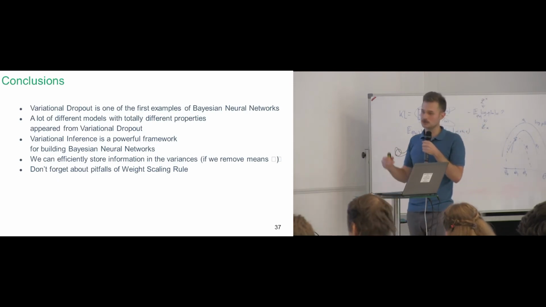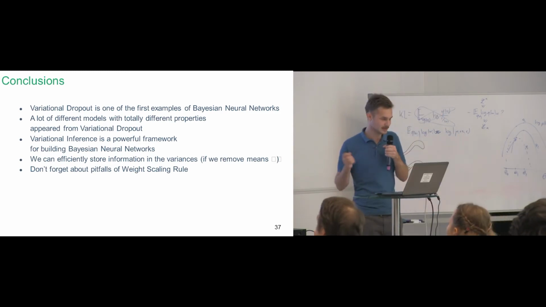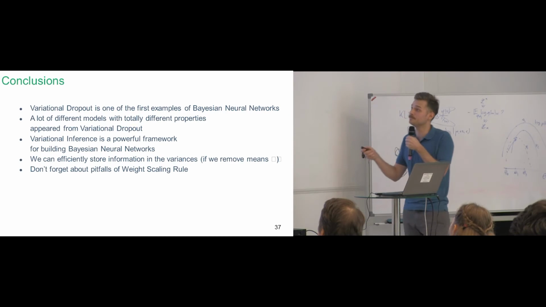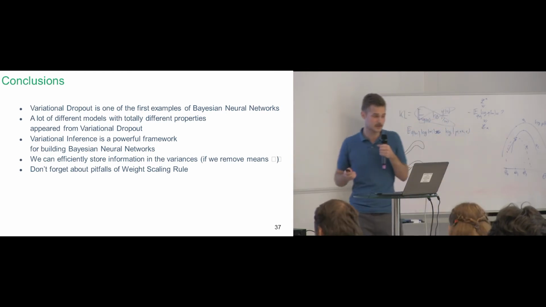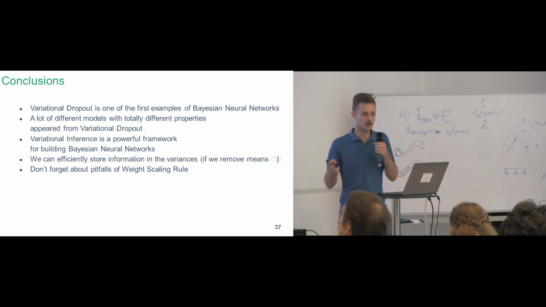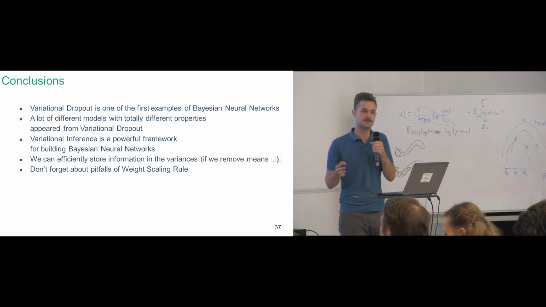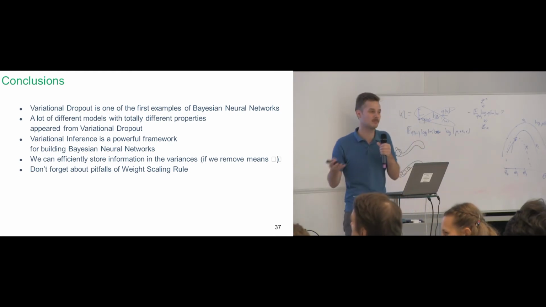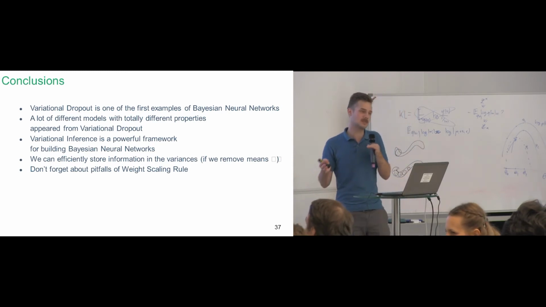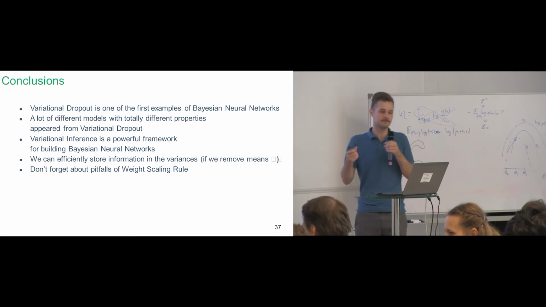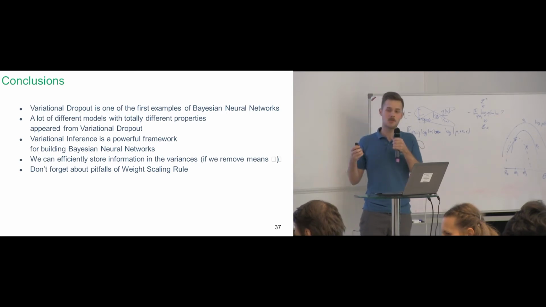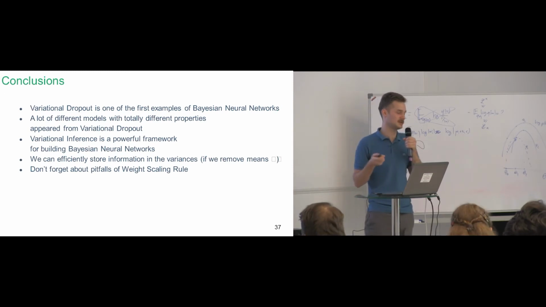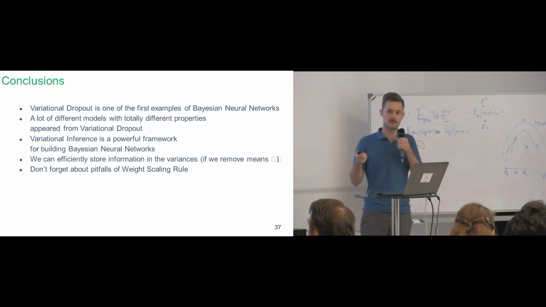To conclude, I want to summarize. We just discussed variational dropout as one of the first examples of Bayesian neural networks. We see that a lot of different models with totally different properties appeared from variational dropout. We see sparse variational dropout, Bayesian specification of recurrent neural networks, Bayesian group sparsity, and we see variance networks, a very counterintuitive model that results in state-of-the-art performance on many tasks and that has the best ELBO possible in terms of variational dropout.